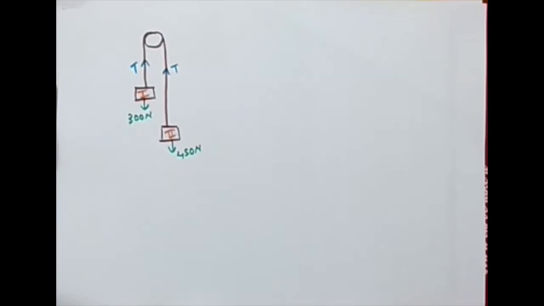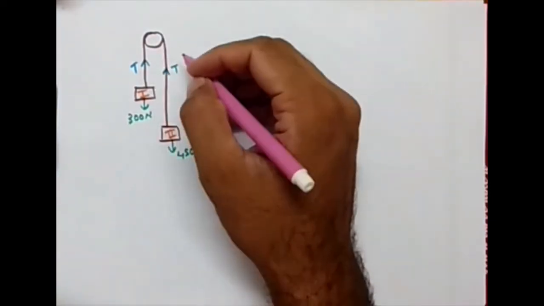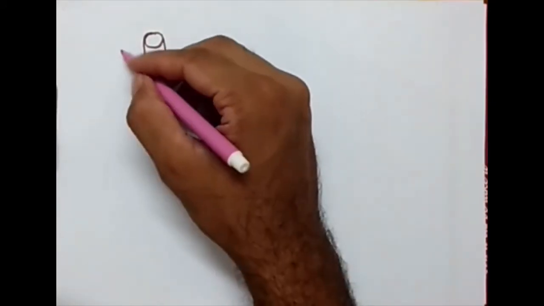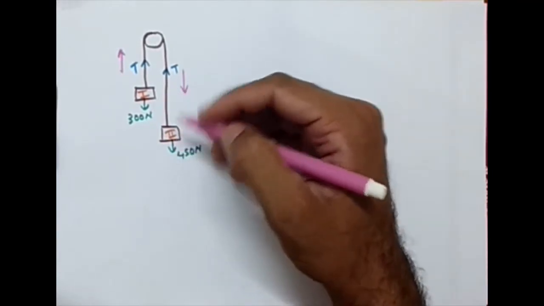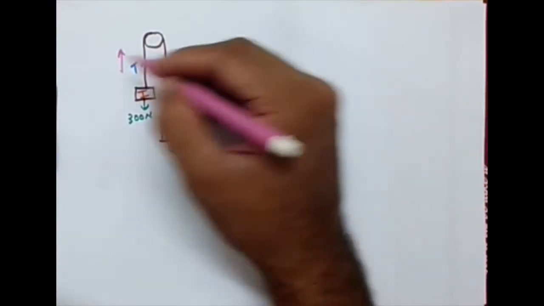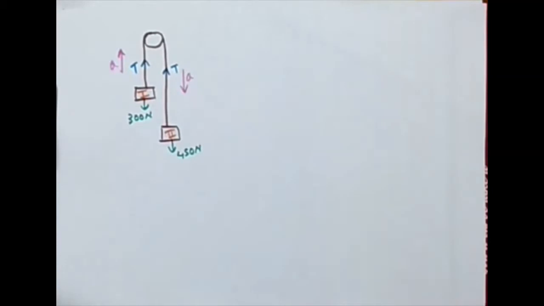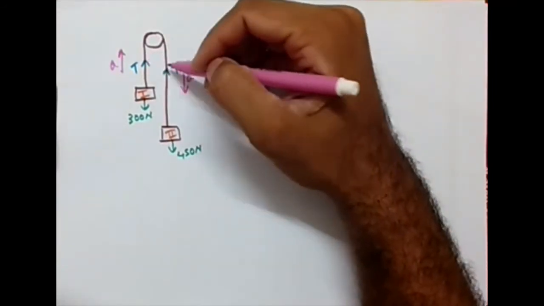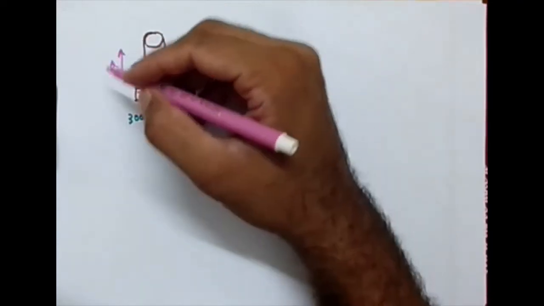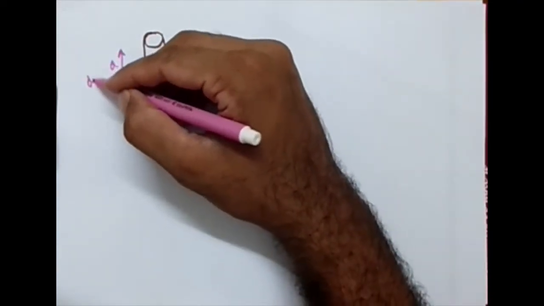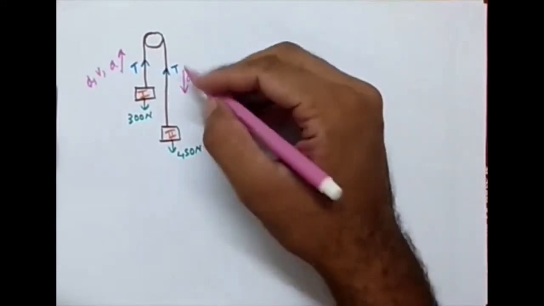As the right hand side block has the larger weight, the system will move like this. The 300 Newton block will tend to move upward and the 450 Newton block will move downward. The acceleration for both blocks will be the same, which we have already discussed in the previous topic, because the distance moved by this cable and by this cable will be the same within the given time. So acceleration will be same, displacement will be same, and velocity will be same.